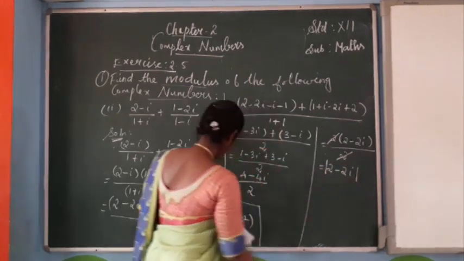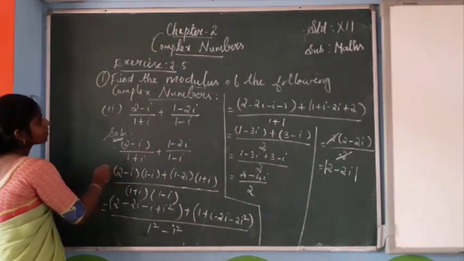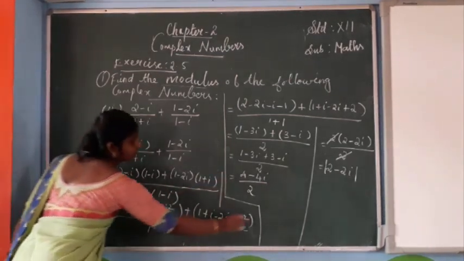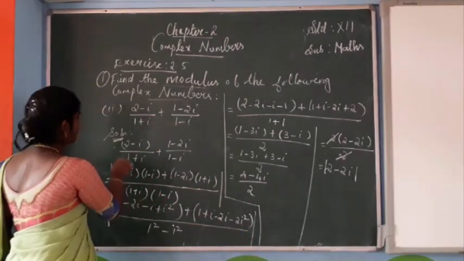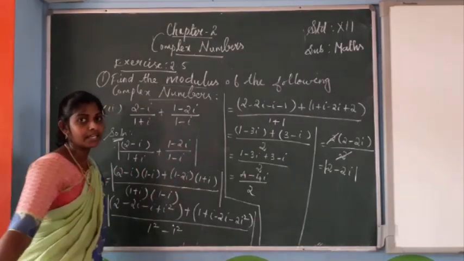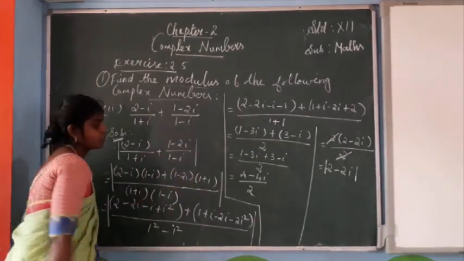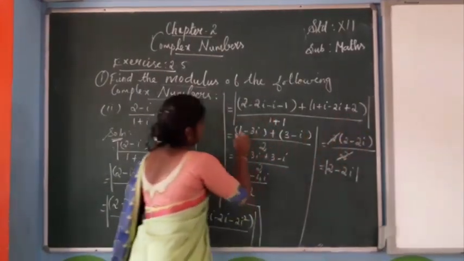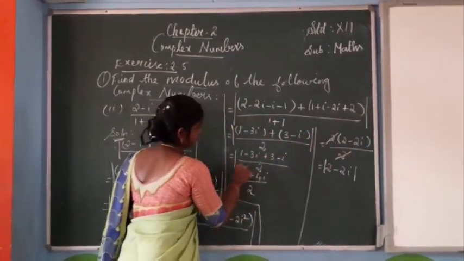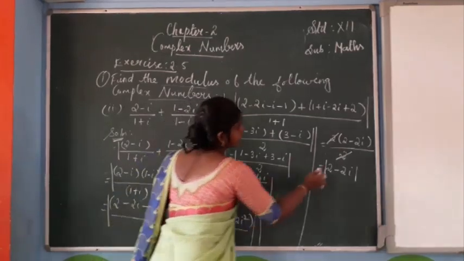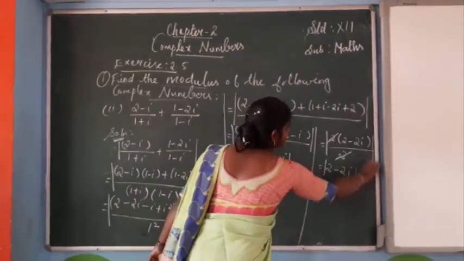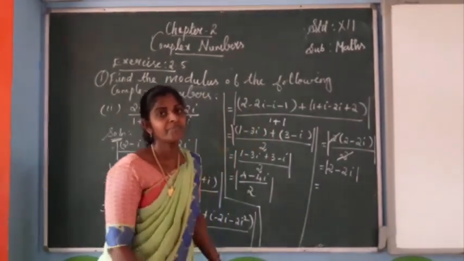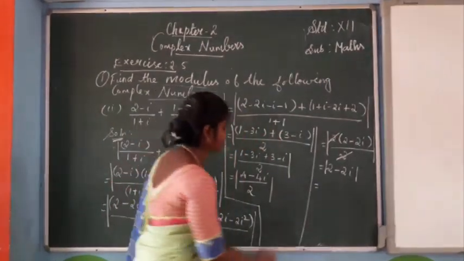So this is the modulus value. Okay. So you have to take the modulus. So for finding the modulus of a complex number, you have to write the modulus value. So modulus of 2 minus 2i. Then you have to use the formula root of x square plus y square.